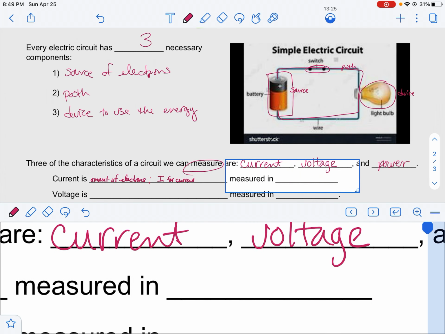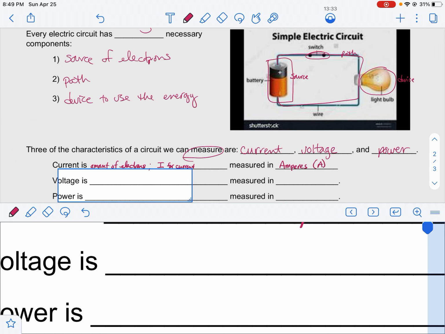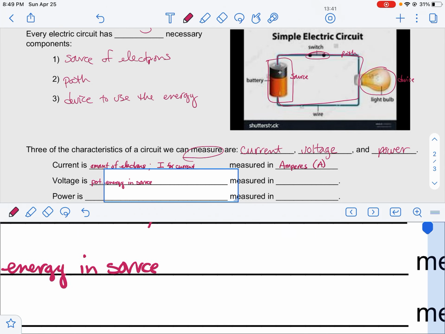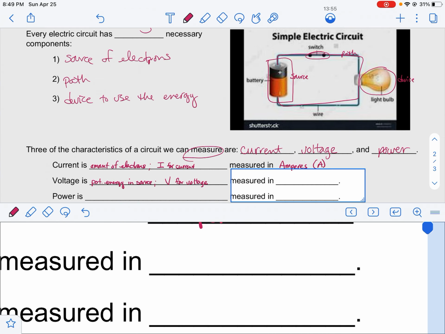Okay? We measure current in something called amperes, which is a capital A. Okay? Voltage is the potential energy, or the potential difference in the source. And we use a capital V for voltage. Now remember, a lowercase v is velocity, so it's really important that you use a capital V, right? And then we also measure this in volts, which is a capital V. So a capital V is both for voltage and volts. That's not too hard to remember.